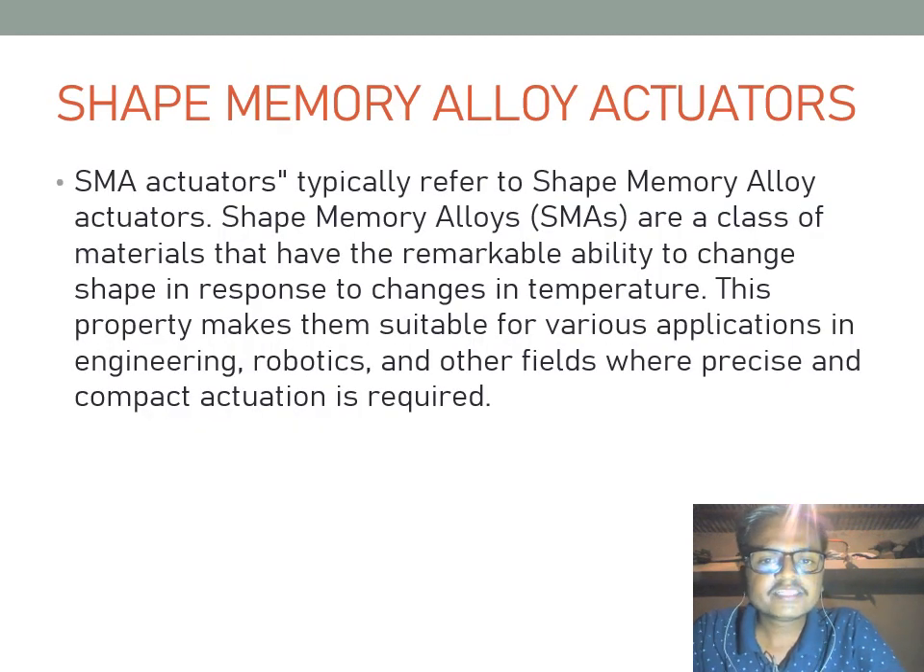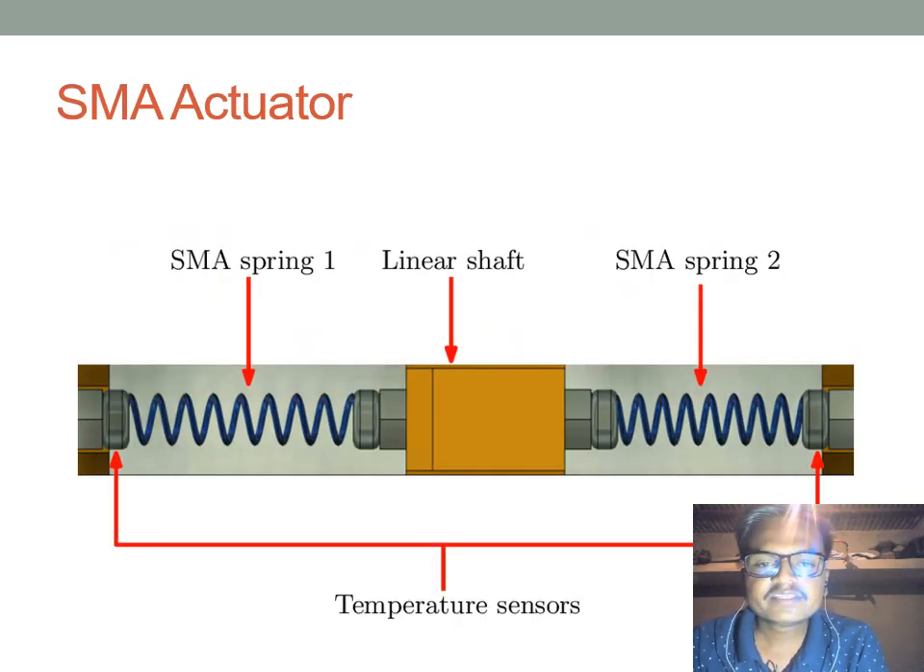Next are shape memory alloy actuators. We will discuss how shape memory alloys can be used in actuators to perform a physical action or apply mechanical force for actuation. Here we can see an example of SMA actuators.